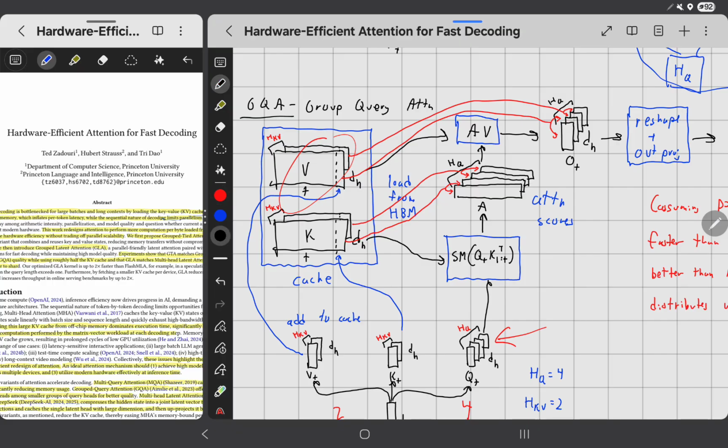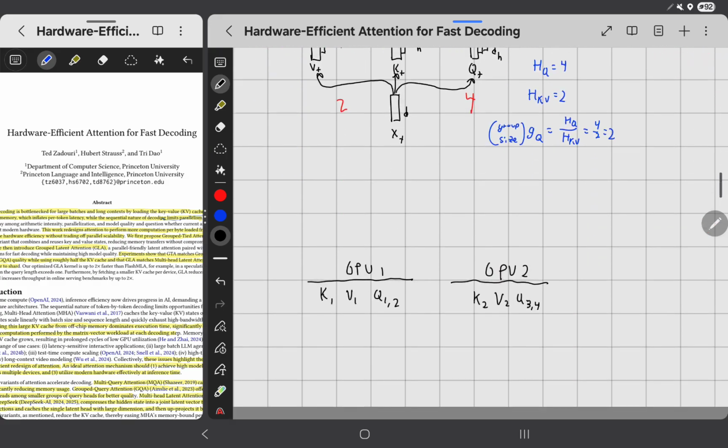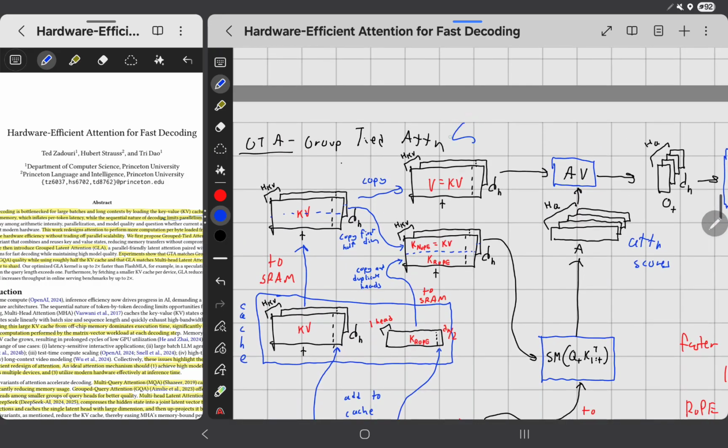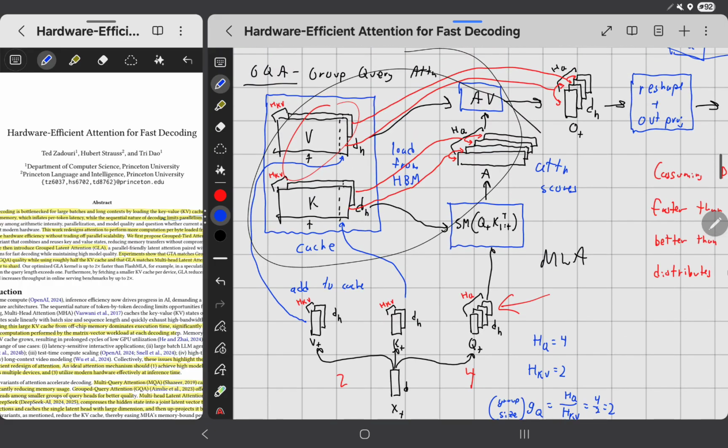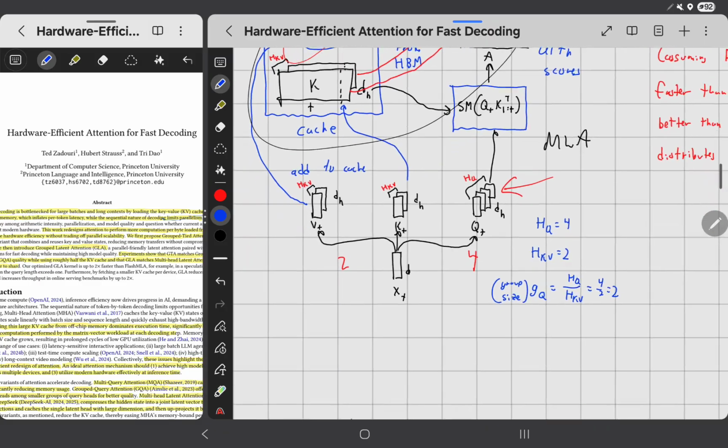The answer is yes. If you have seen DeepSeek and the MLA method they have, they were kind of combining the MLA method from DeepSeek with this group query attention method here. And this is the first thing they propose. They propose something called group tied attention. So what group tied attention does is it says, all right, there's another thing we can do to make this less memory bound. What we can do is take the keys and values.